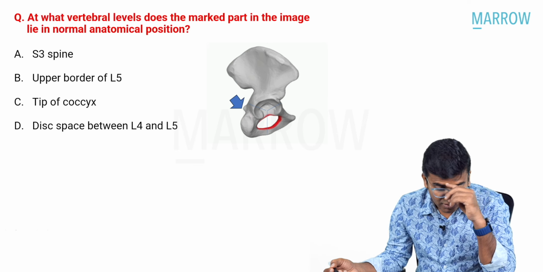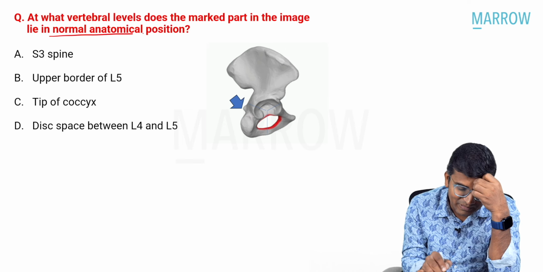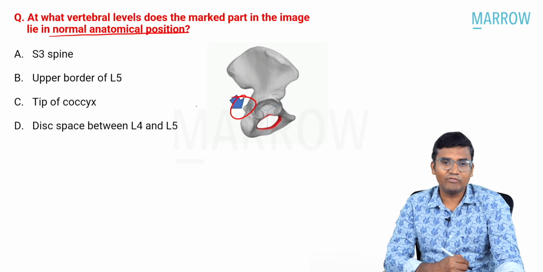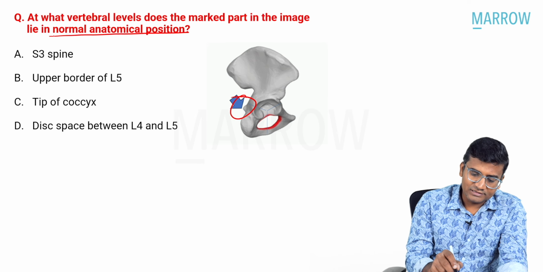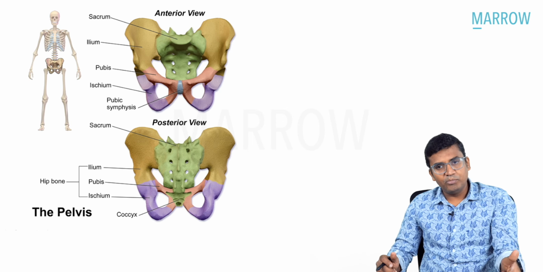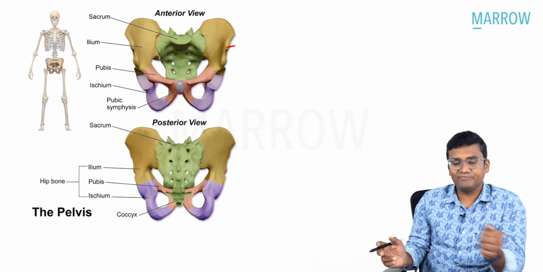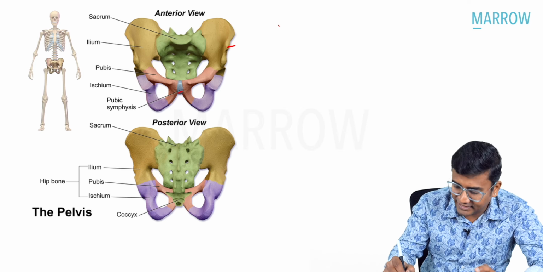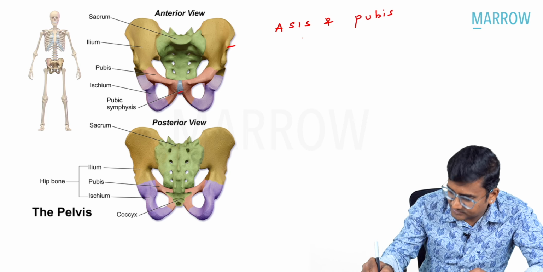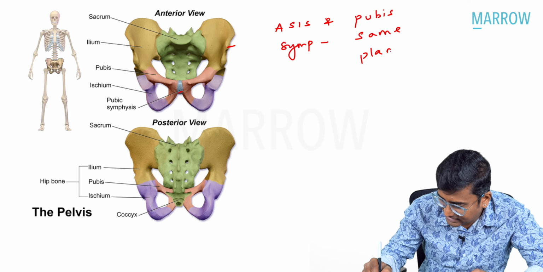Next. Now, at what vertebral level does the marked part in the image lie at the normal anatomical position? See the diagram. In the diagram, marking was given at the level of the ischial spine. And one more point, the bone is kept in the normal anatomical position. If you keep the hip bone in the normal anatomical position, the anterior superior iliac spine and the pubic symphysis should be in the same plane.